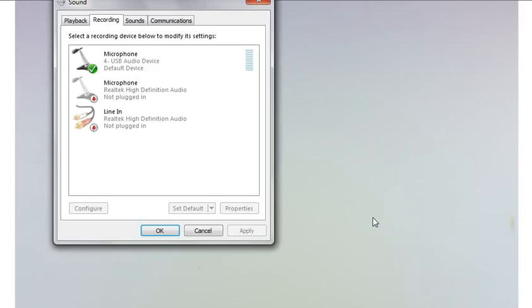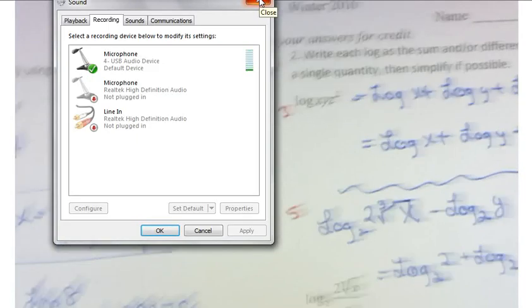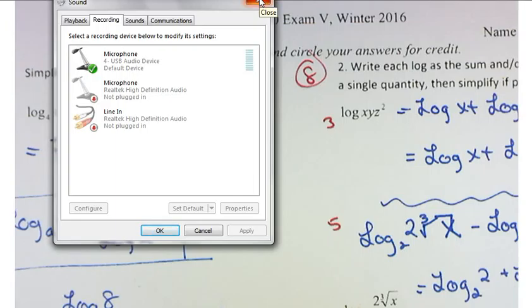All right, exam 5. Time to do a sound check. Recording devices. Oh, we still have sound. That's good. Okay. I guess I can get rid of you.